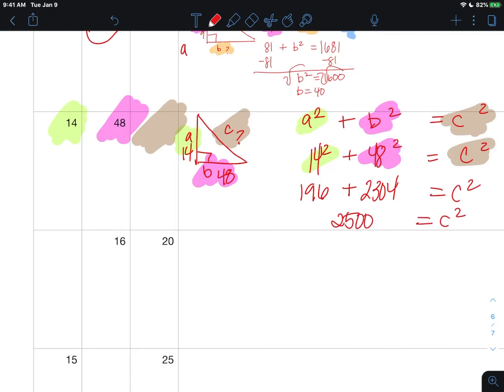And since I'm at the last step, I'm going to take my square root. And I find out that my answer is equal to 50.